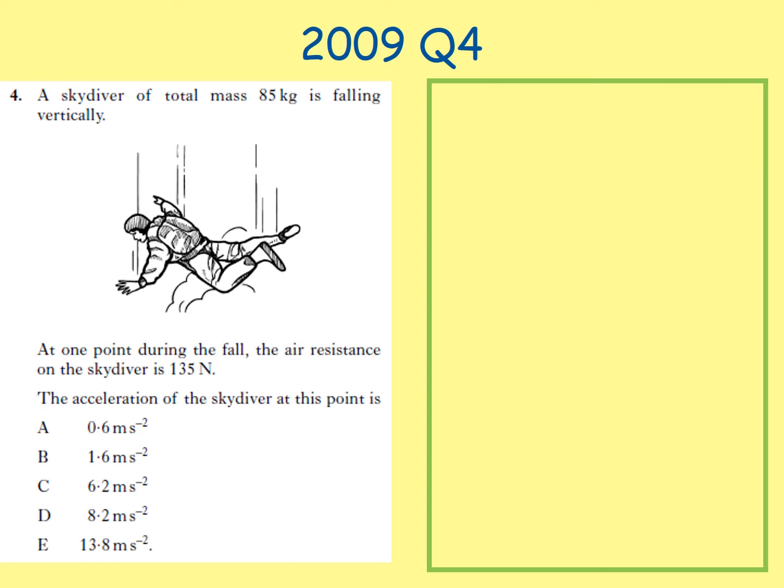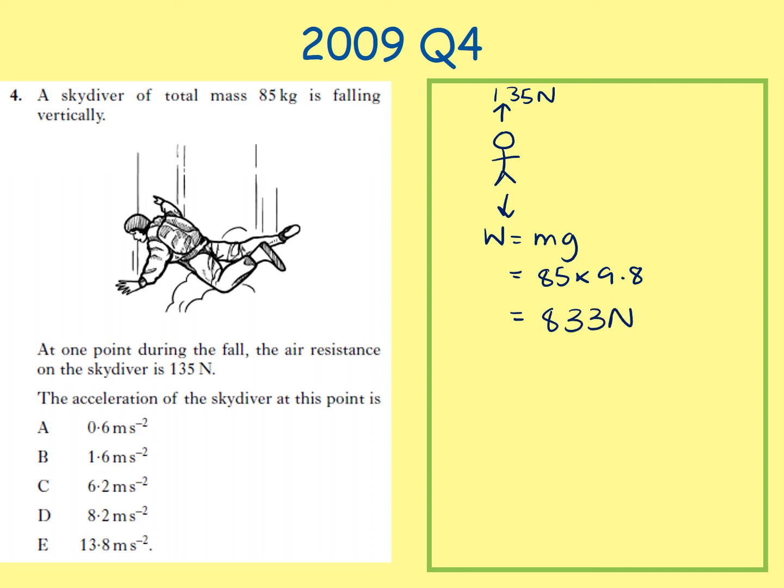A skydiver of total mass 85 kilograms is falling vertically. At one point during the fall, the air resistance on the skydiver is 135 newtons. We want to work out the acceleration of the skydiver. Let's draw a little free body diagram. We have our skydiver, we have the air resistance on the skydiver, which is 135 newtons, and the other force that will be acting on the skydiver is their weight. We know W equals mg. We can work this out to be 85 times 9.8, as that's the value of g, and this is equal to 833 newtons.